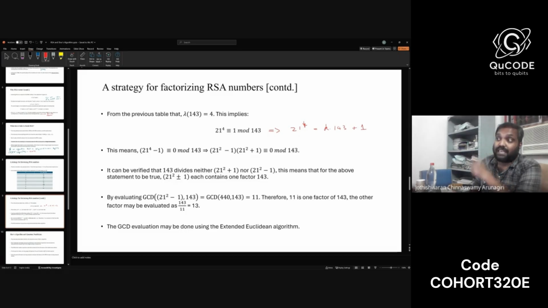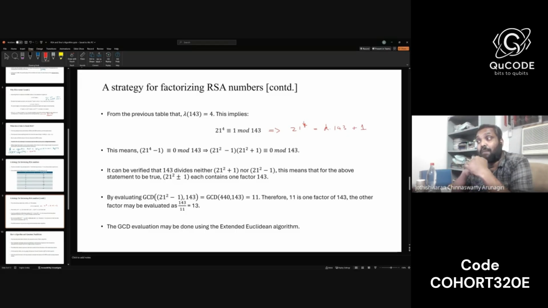Now, what am I saying? I'm saying the product of 21 squared minus 1 and 21 squared plus 1 is a number that can be divided by 143. It's a multiple of 143. Then we need to ask a question. Does 143 divide 21 squared minus 1? The answer is, you can verify, no. Are the two numbers co-prime? No, of course they're not co-prime. This does not divide this. It's not congruent to 0 mod 143. 21 squared minus 1 is also not divisible by 143.